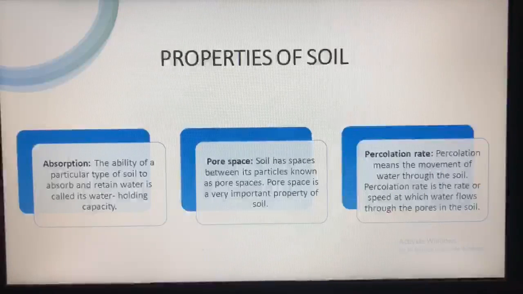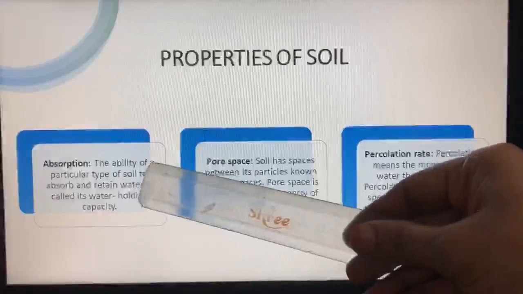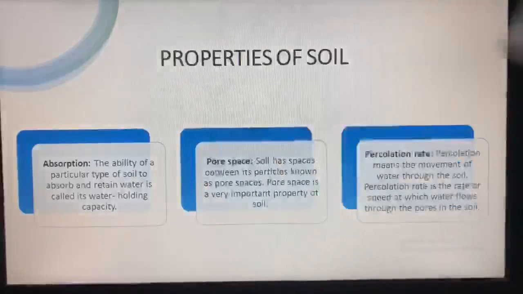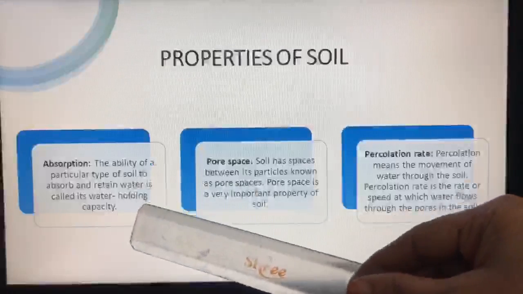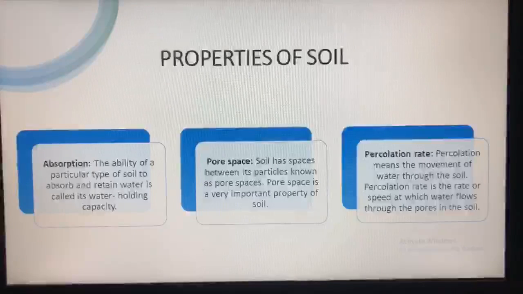Now let us study about the properties of soil. So the first property is absorption, second one is pore space, and the third one is percolation rate. Now let us take up the first property, that is absorption. The ability of a particular type of soil to absorb and retain water is called its water holding capacity. So what is absorption? The ability of the soil to absorb and retain water, or the water holding capacity, is called absorption.